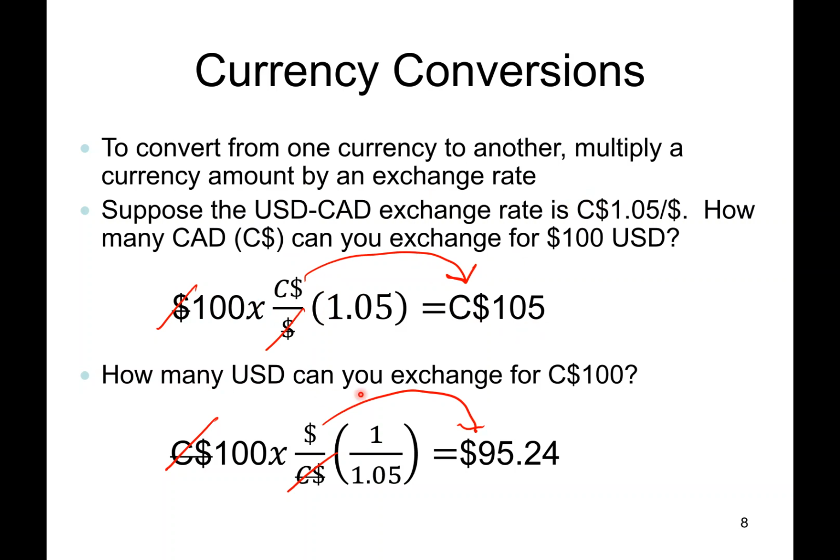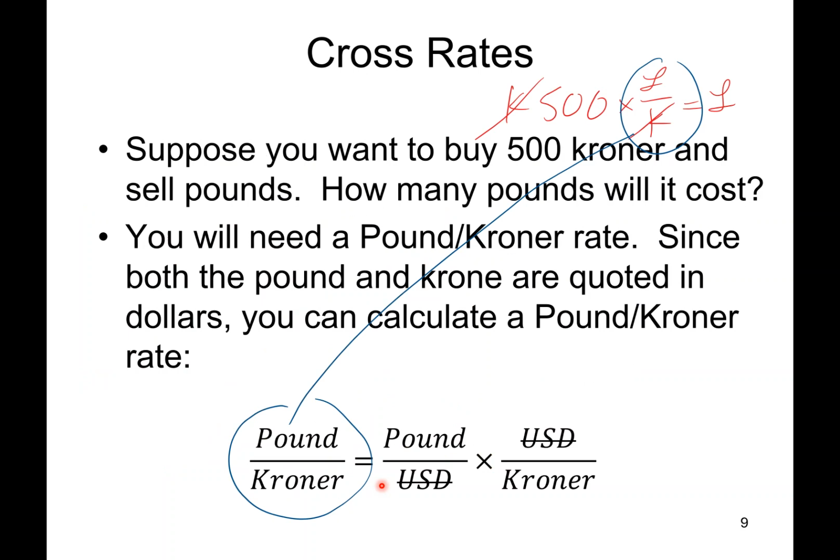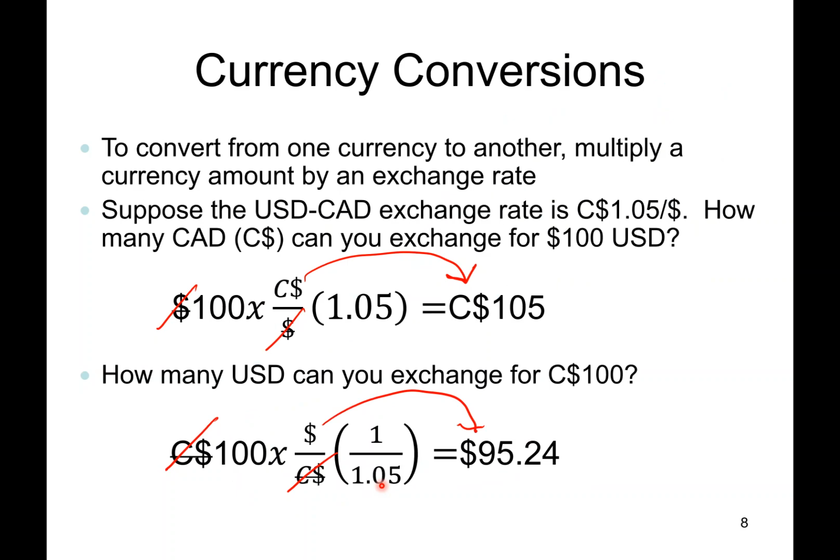Now, what if the question said, how many US dollars will you get for 100 Canadian? Well, in that case, I put 100 Canadian times some exchange rate equals dollars. The exchange rate I need for these to cancel out is Canadian on the bottom and dollars on the top. So I'm going to put the dollar price of a CAD. This is the CAD price of a dollar, so I have to flip it. So I'm going to multiply it times 1 over 1.05, or just take 100 divided by 1.05 and get 95. So that's how we always exchange, or try to calculate how much one currency is worth in another.